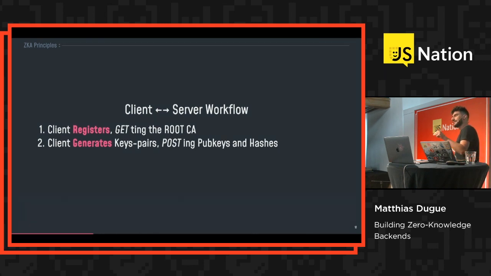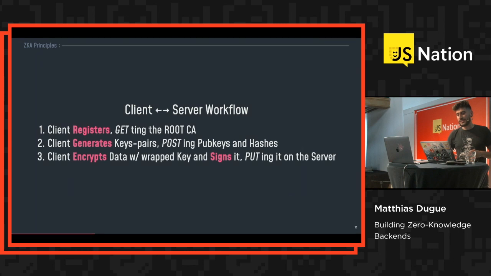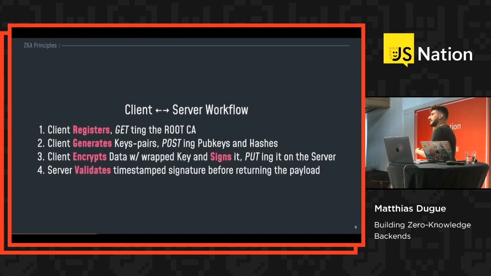Then it will generate its key pairs, protected by the previously generated certificate, posting the public keys to make them available to anyone on the internet to share the content and the data with, and probably posting also some hashes. Then the client will encrypt the data with a private key, and sign the payloads to be able to validate them and to be sure that they are not corrupted at some point, and put that on the server. And then the server will just validate the timestamps, validate the signatures, and return the data, and deliver the data. That's it.